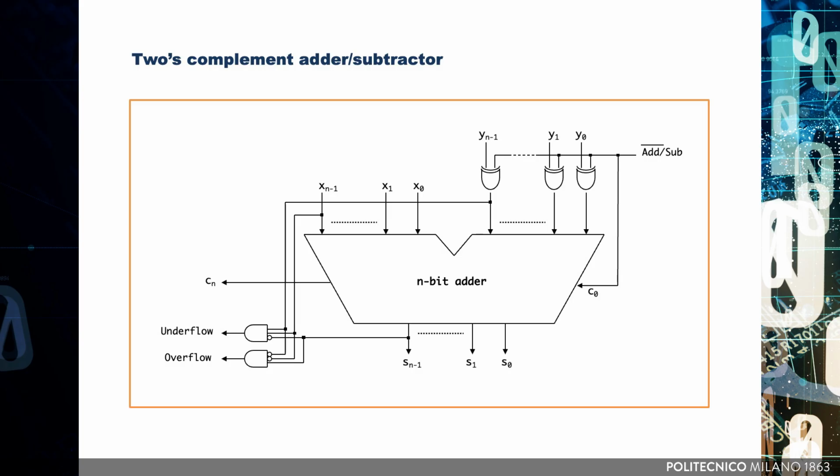The logic block located at the bottom left of the diagram is responsible for detecting overflow and underflow conditions. Finally, the adder subtractor block, shown as a single unit here, can be implemented internally using different architectures. For example, a ripple carry adder or a carry look-ahead adder, depending on the performance and area requirements.